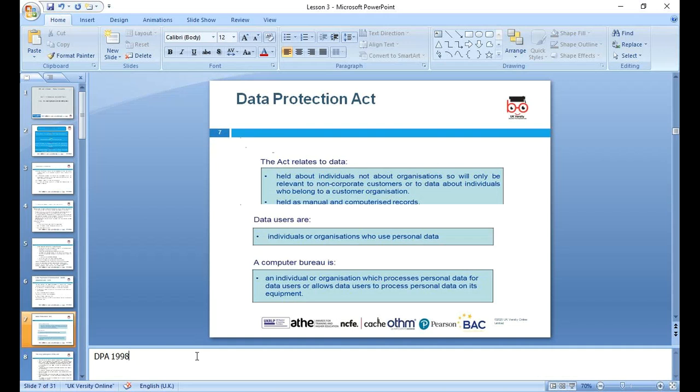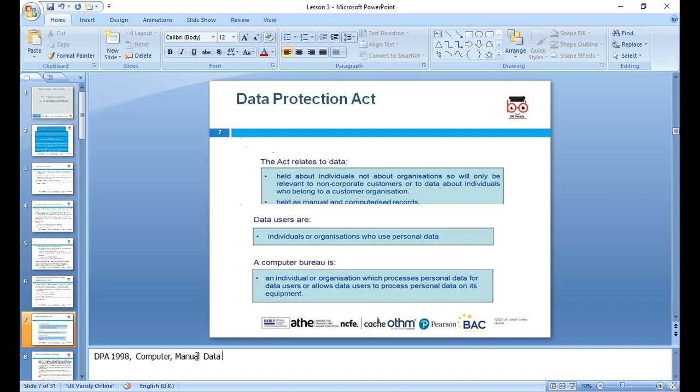Okay, DPA, the Data Protection Act 1998. We can't really disclose the information to other people without the permission of the client whose data we are holding. The act is about the individual, not about the organization. So it concerns data about individuals who are customers of the organization, whether held manually or computerized. So it covers all data, computer data or manual data. This law is applicable to both.